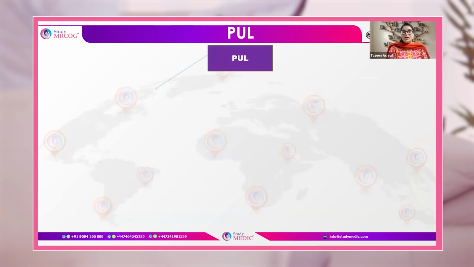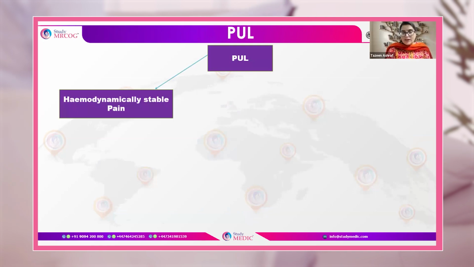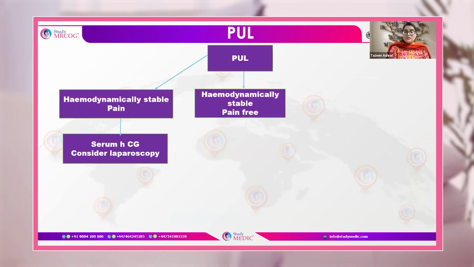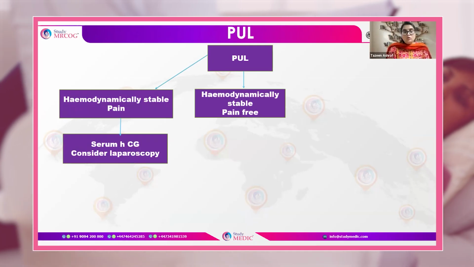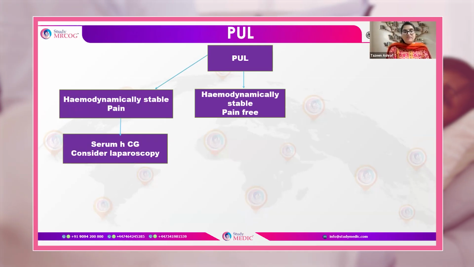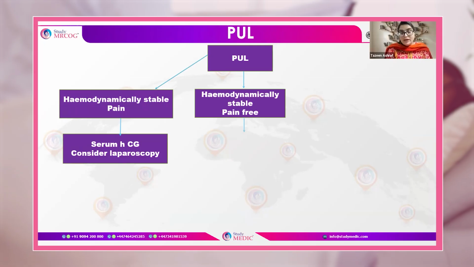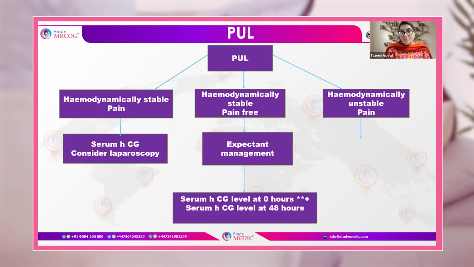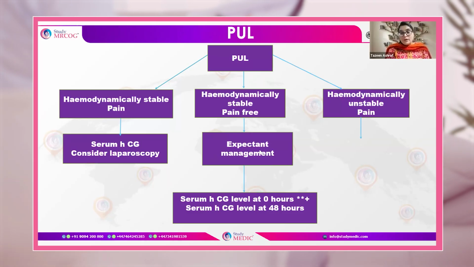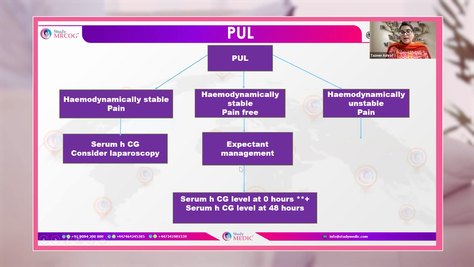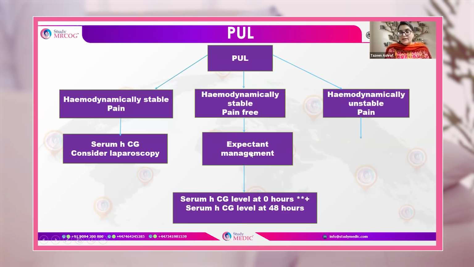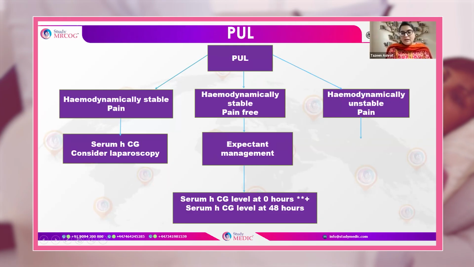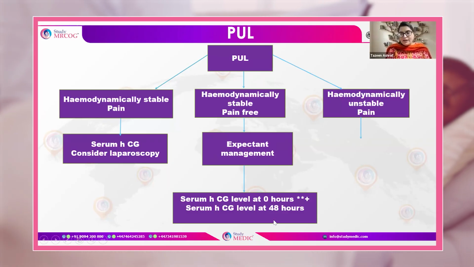That is important. So pregnancy of unknown location, if it is there and patient is hemodynamically stable, we may need to do the beta HCG levels. If, however, there is pain, then we may need to do laparoscopy as well. If the patient is hemodynamically stable and pain-free, then expectant management can be carried out. Expectant management always means leaving it to nature, and we shall be measuring the beta HCG levels and we will be repeating it at 48 hours.